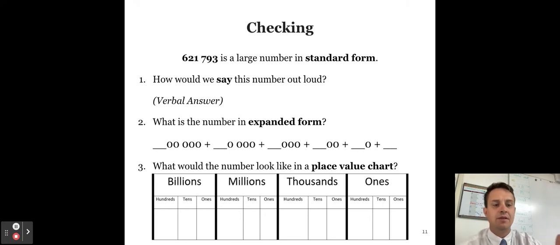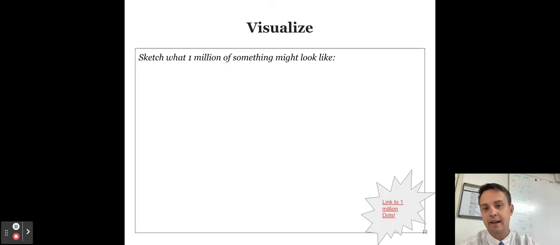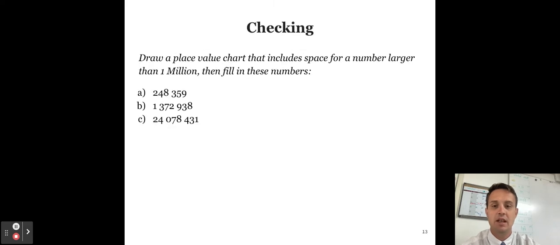So now is your time to show what you know. These 3 questions are checking if you can say a number out loud, write it in expanded form, or place it into a place value chart. This is an opportunity to visualize what a million of something might look like. If you're on the slides, there's a link to a million dots that actually shows a million dots on a piece of paper. It's pretty cool.